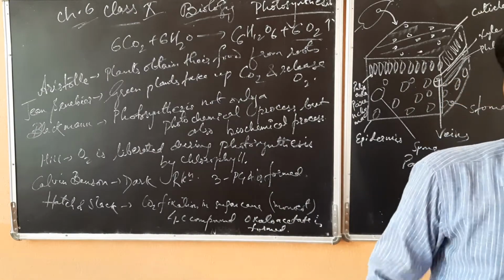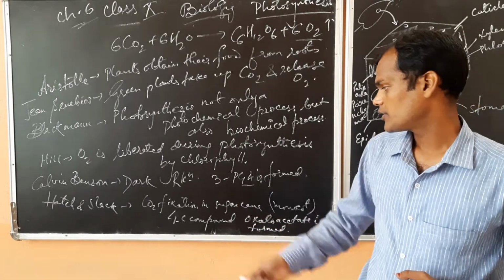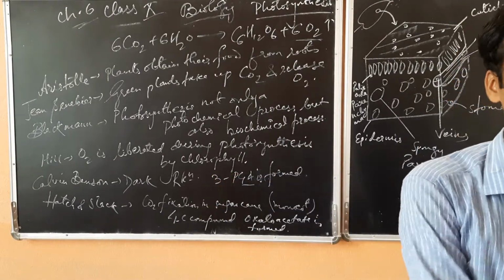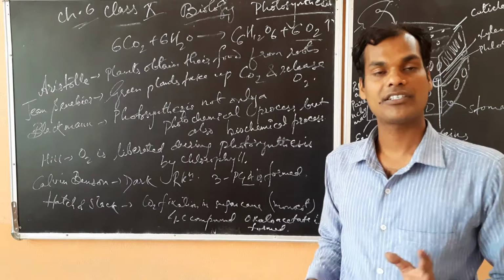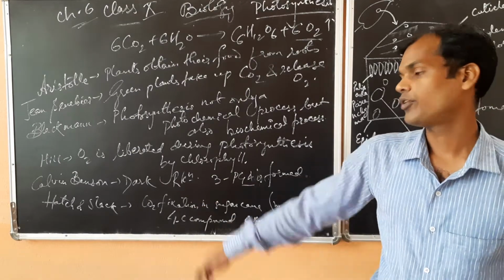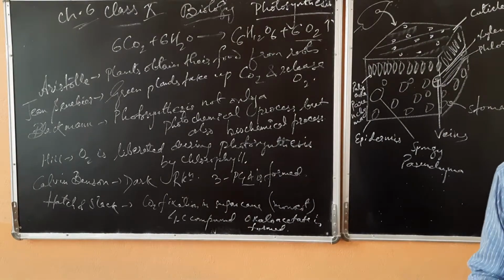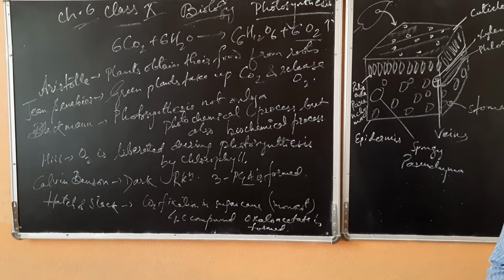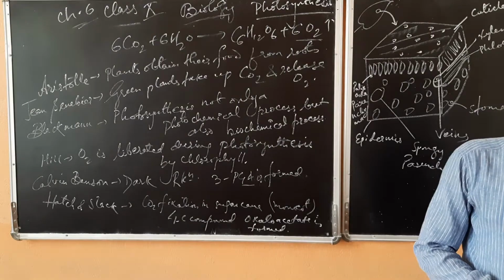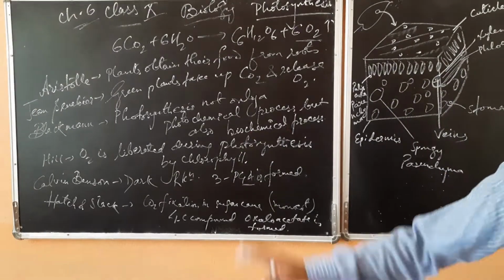What he told is that 3 PGA, phosphoglyceric acid, a 3 carbon compound, will be formed in the dark reaction. It was told by Calvin Benson. And last is Hatch and Slack. He gave an important finding for CO2 fixation in sugarcane. About the monocot plants, he told that a 4 carbon compound will be formed, that is oxaloacetate. So these are all organic compounds, formed during the reaction. This was told by the scientists.